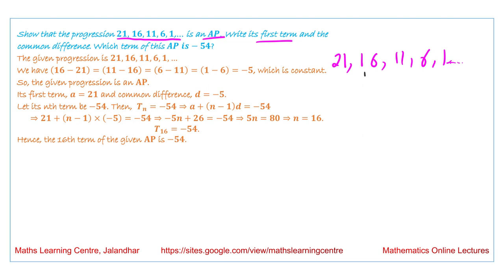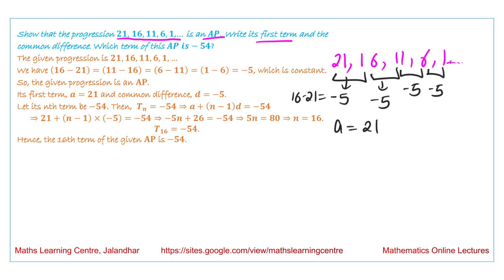Now if we subtract these two values, the answer we have is minus 5. We are saying 16 minus 21 is minus 5. Every two consecutive values we subtract give minus 5. So the value of A is 21 and the value of D is minus 5. So the first term is 21 and the common difference is minus 5.